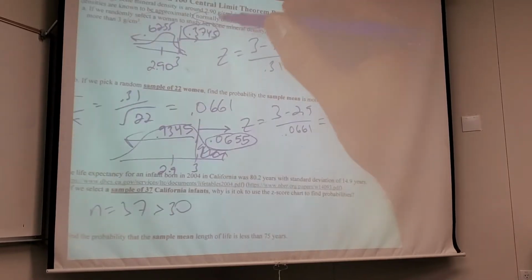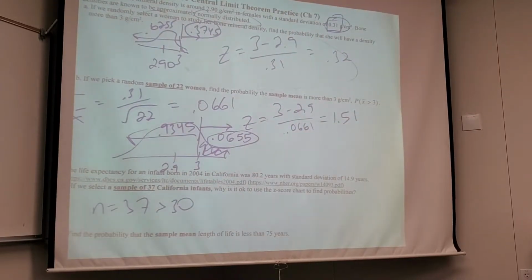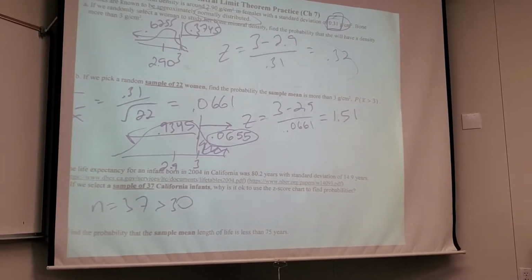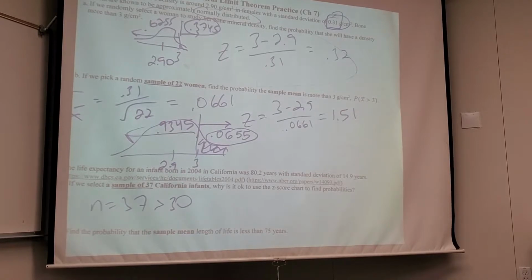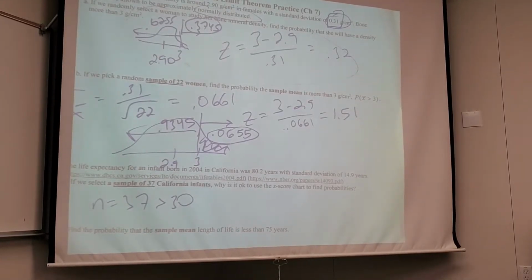So it went from a 37.5% chance that one woman had a really cool bone density to only a 6.5% chance for a group of 22 women. And that only makes sense. It should be harder for a whole group to get that far away from the average than just one person.